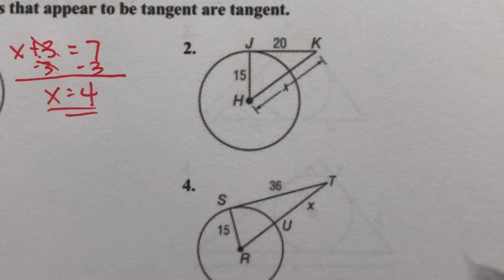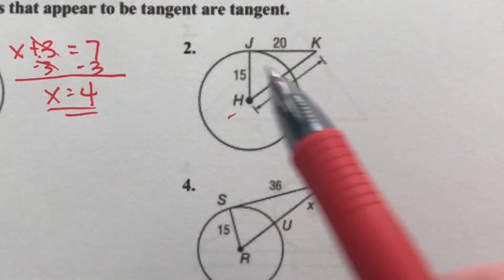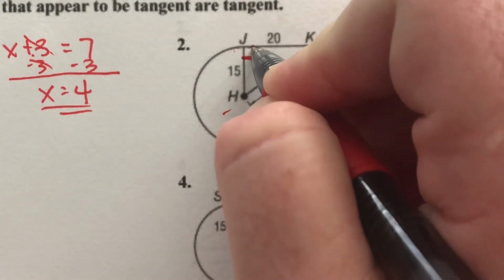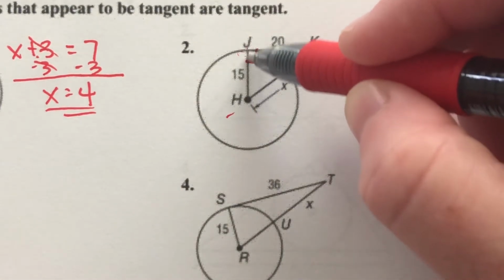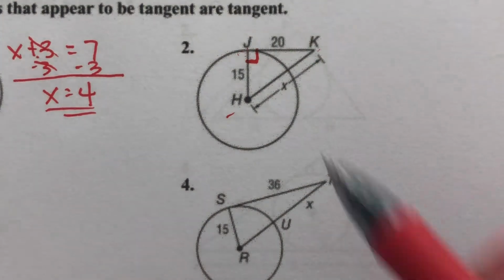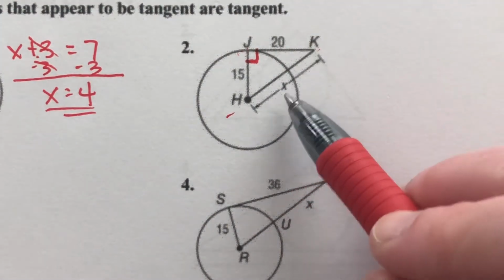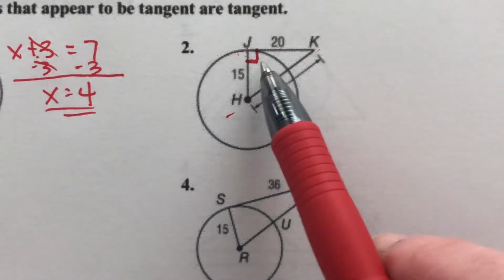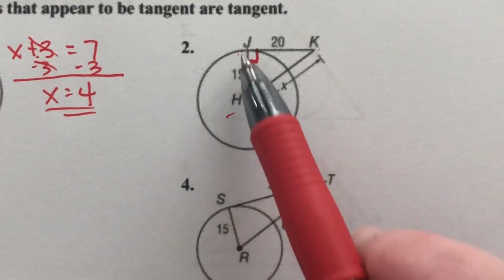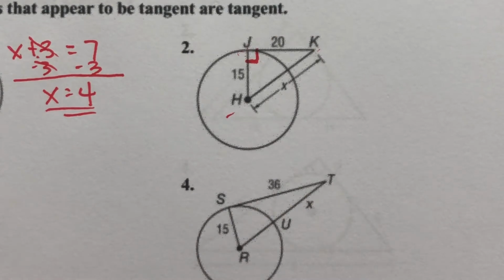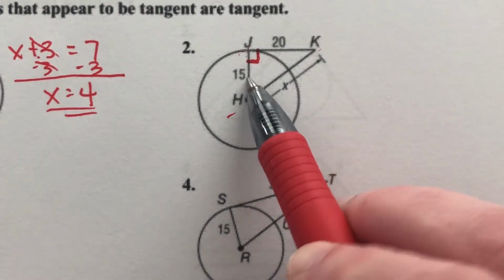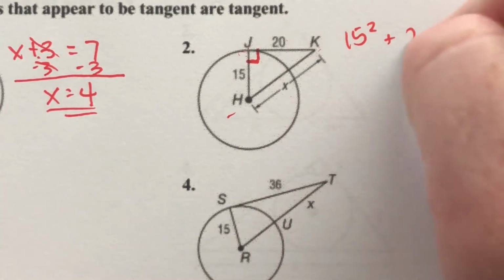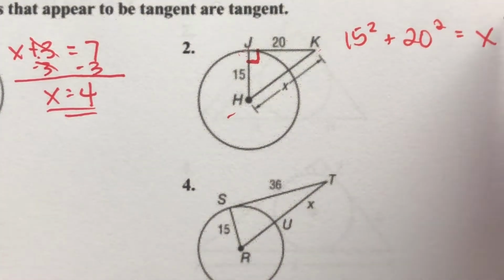Let's do another one. In this problem, here is our tangent line JK. We know it is perpendicular to our radius JH here. And we're looking for this measurement, right? Well, what do I have here? A triangle. What kind of triangle? A right triangle, because these two lines are perpendicular. So I can use the Pythagorean theorem, right? a squared plus b squared equals c squared. 15 squared plus 20 squared equals x squared.